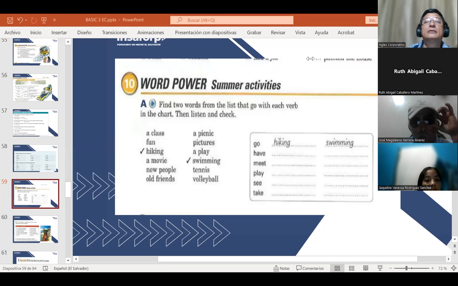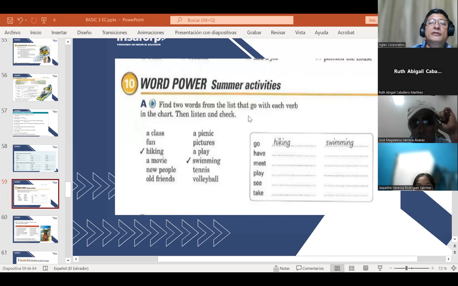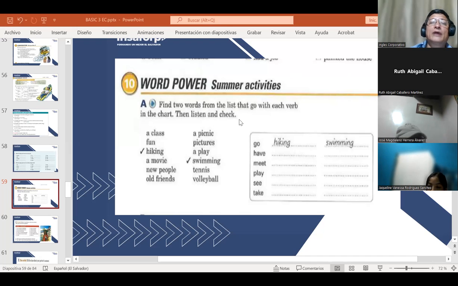Okay, my friends, let's continue with another activity. But let me explain. Here we have summer activities. I want you to match, from the list of words, words that go with each verb in the chart, then we're gonna check, okay? This is individual. Try to make it at once. Okay, hágamelo de una sola vez, por favor. And then send it to the chat. Let's work. We have an example, go hiking and go swimming. Understand the activity?